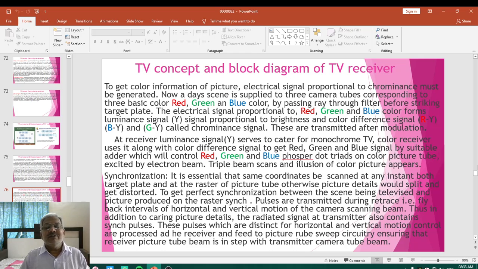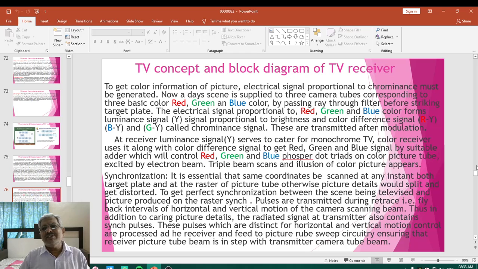In that, we studied that during the transmitting the signal, when camera picks up the scene, event, object to be transmitted and gets its optical image converted into its electrical image, synchronizing pulses are added.